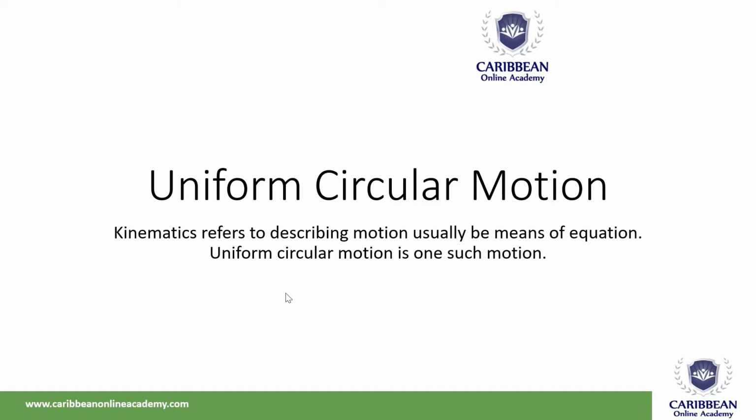We looked at projectile motion, which is a combination of two types of motion. When we look at projectile motion, we look at motion happening along the horizontal, and also motion happening along the vertical simultaneously. Now, because we are studying mechanics, or rather kinematics as a whole, kinematics has to do with describing motion using different types of equations. And one of those motions that we have to talk about is what we refer to as uniform circular motion.